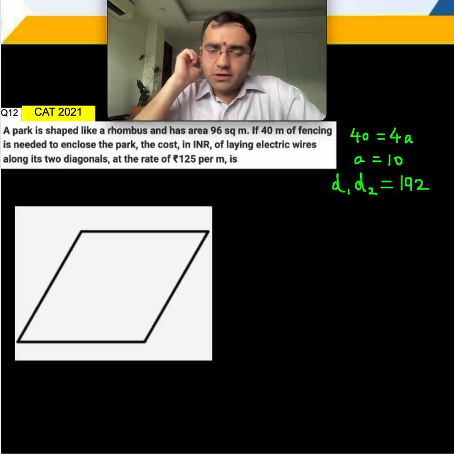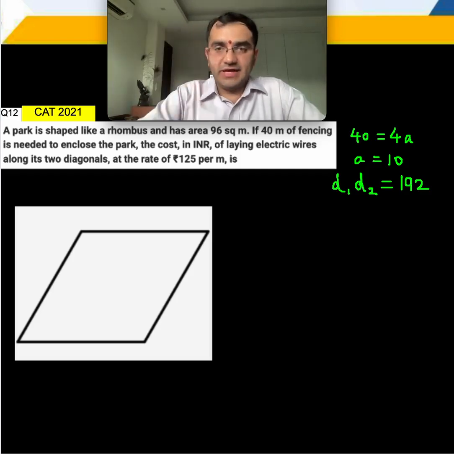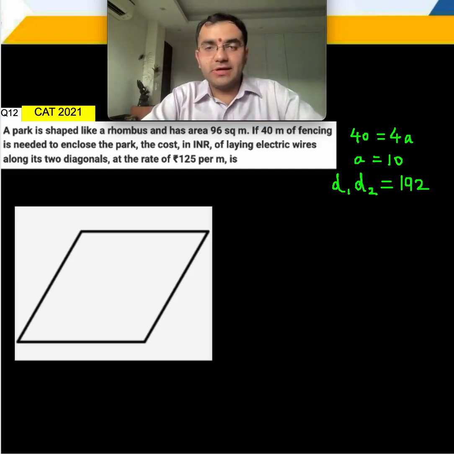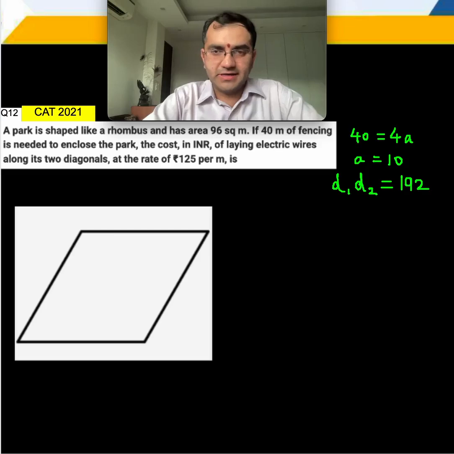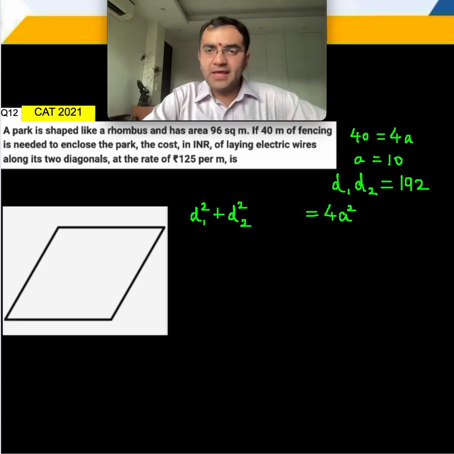Then what is the cost of laying electric wires along its two diagonals at the rate of 125 per meter? So I just need the length of the diagonals either separately or together, and multiply it by 125 to get the answer. So there's a property related to diagonals and side of rhombus, which is basically d1 square plus d2 square is equal to 4a square. A square की जगह 10 square डालेंगे. And what I'm going to do now is 10 square into 4 becomes 400.